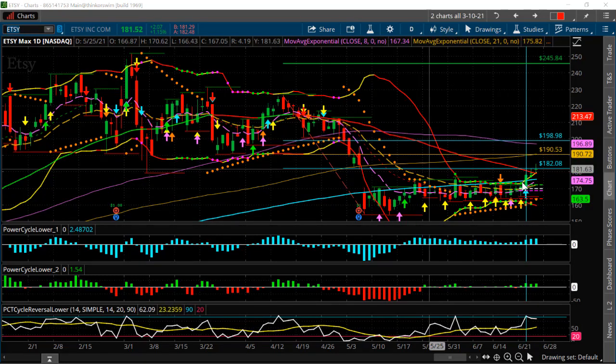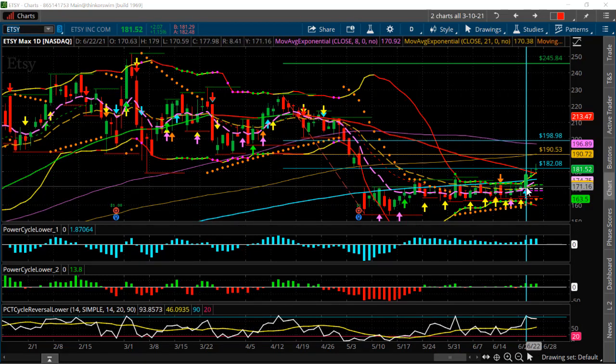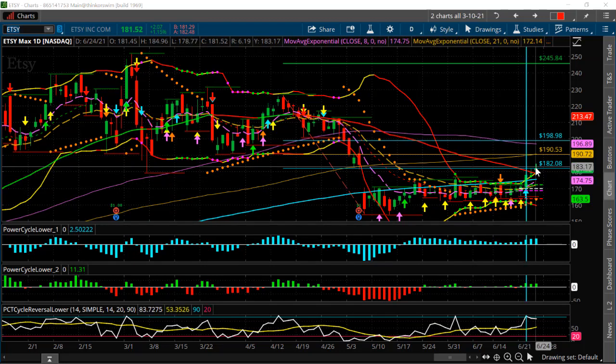Then the next trade was Etsy. We set this trade up and it triggered here on the 22nd. We had a momentum trigger, cycle 1-2 price trigger, and it's currently pushing into this fib level here, looking for a potential target back up to 190.